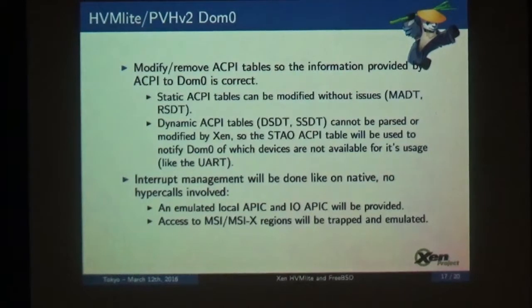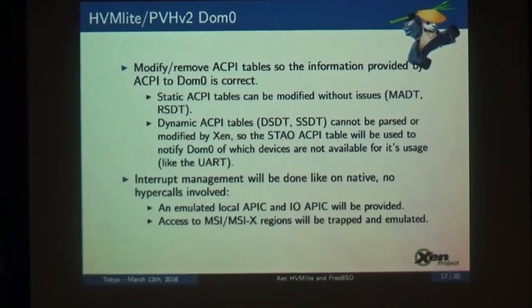So there are two different kinds of tables on ACPI. There are the static tables and there are the dynamic tables that are parsed at runtime by the OS. The static tables are very easy to modify. You can copy them to a different location, you can modify them, and it's not a problem. You only have to recalculate the checksum, which is easy to do in general.